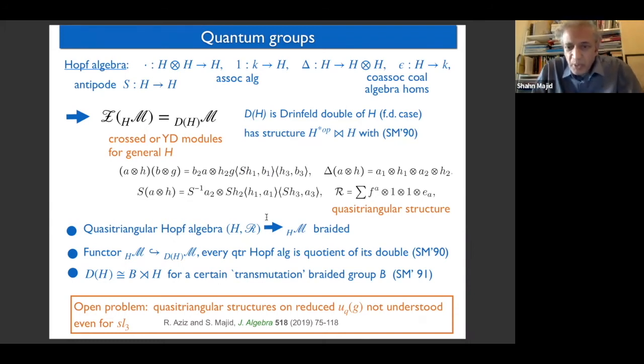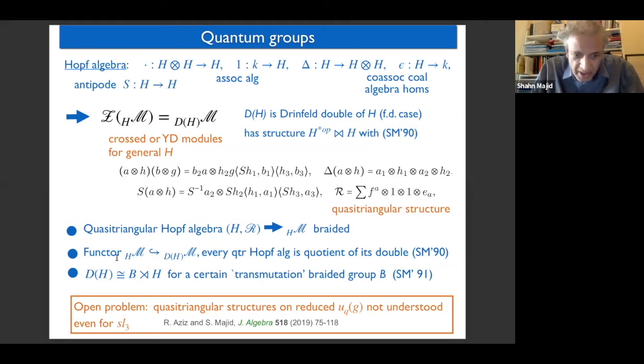Now, what's pretty important is what generates the braiding here. That can be attributed in Drinfeld's theory to this element here. This is an element of D of H tensor D of H. This part lives in D of H, this part lives in D of H, where e_a is a basis of H and f^a is a dual basis. And more generally, Drinfeld had this notion of a quasi-triangular Hopf algebra. That means a Hopf algebra with an element R of H tensor H, of which D of H is an example. But you could have any other Hopf algebra with this structure. And then, using this R, it ensures that the category is braided.